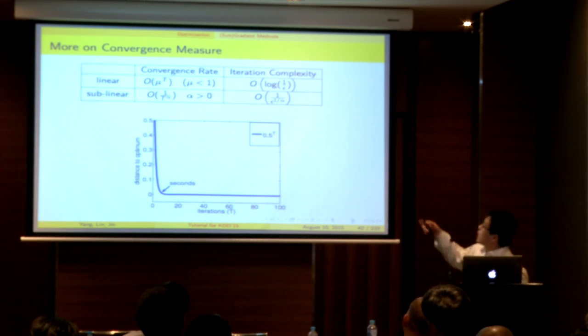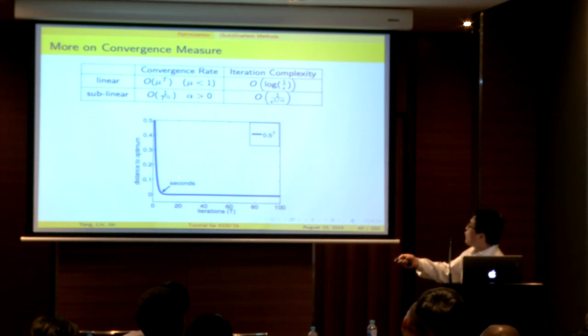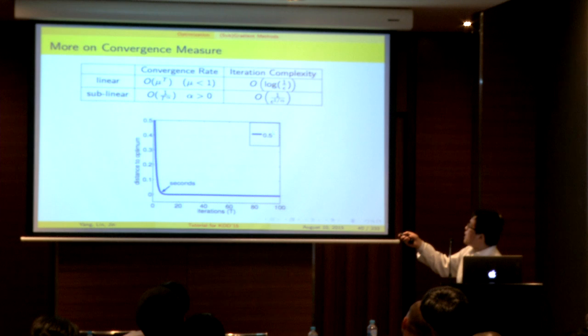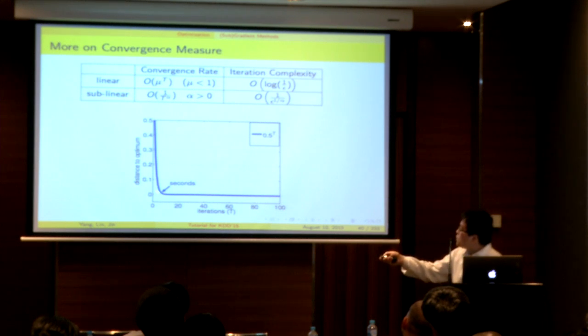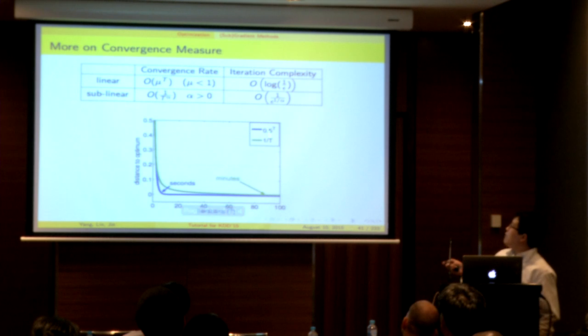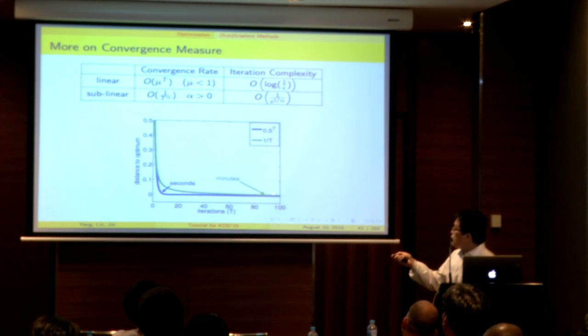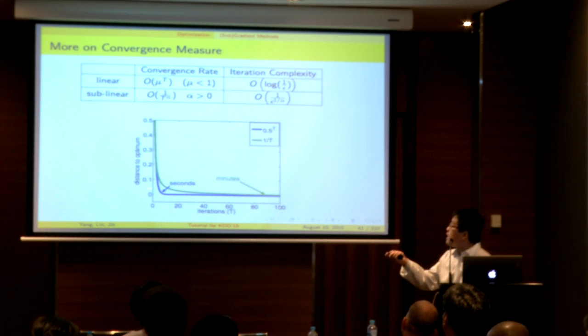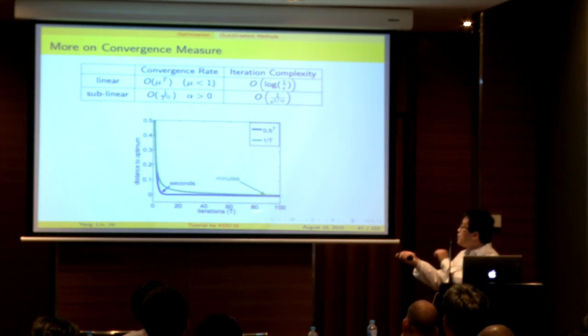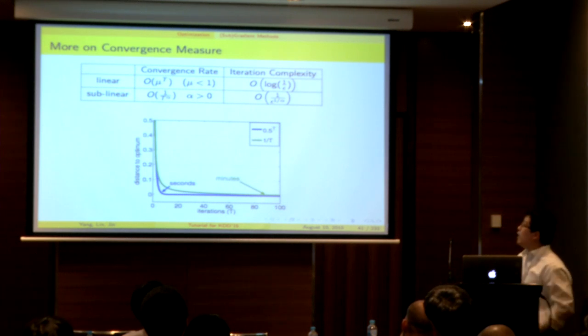If you are lucky enough, you have a linear convergence rate with mu equal to 0.5. T, a capital T, is the number of iterations. If you want to get epsilon this small, you may only need a few seconds. However, if you have 1 over T, which is a sublinear convergence rate, you can see the green curve still converges to 0 when the iteration number goes to infinity. However, it's slower. It's on top of the blue curve. So if you want to get the same epsilon as in the linear case, the sublinear case will require many more iterations. It will be maybe a few minutes.